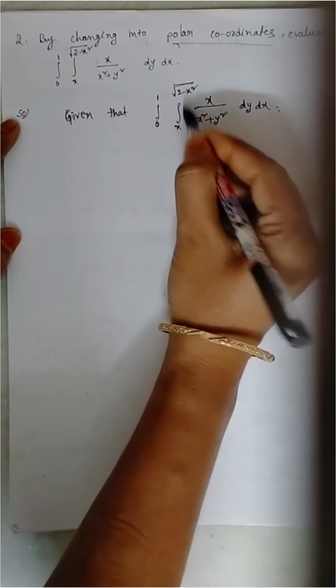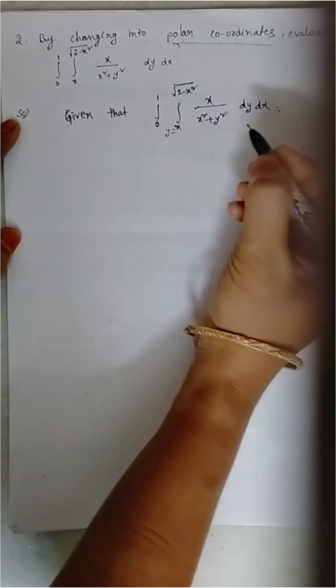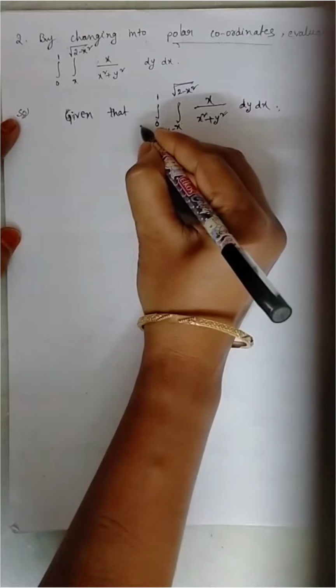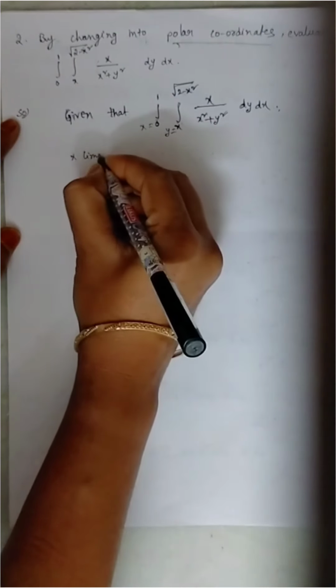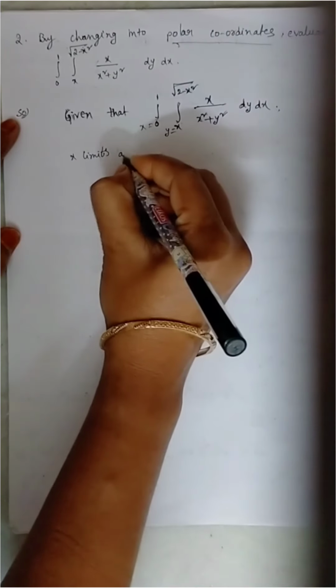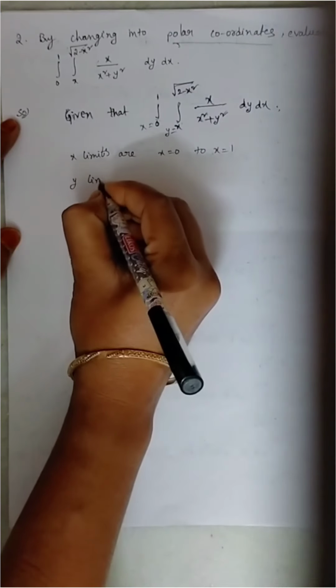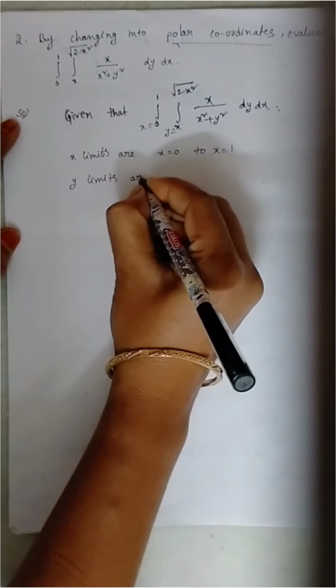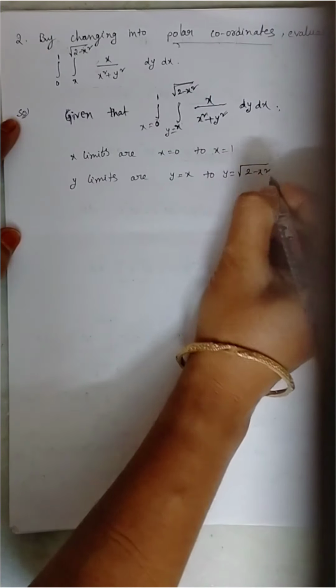These limits are variable limits in terms of x, so these belong to y limits, and these limits belong to obviously x limits. Therefore x limits are x equals 0 to x equals 1, and y limits are y equals x to y equals root of 2 minus x square.